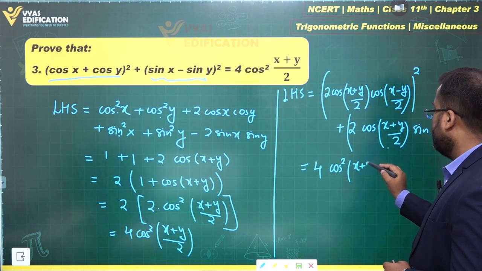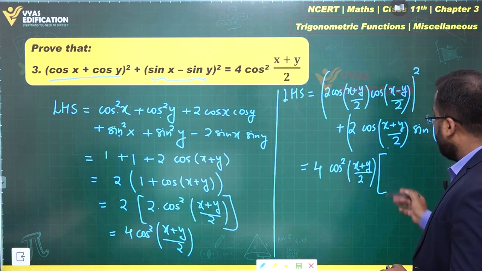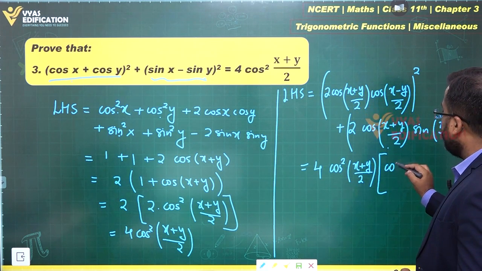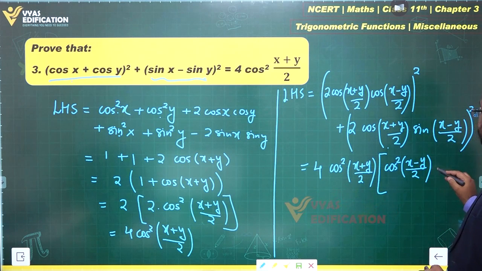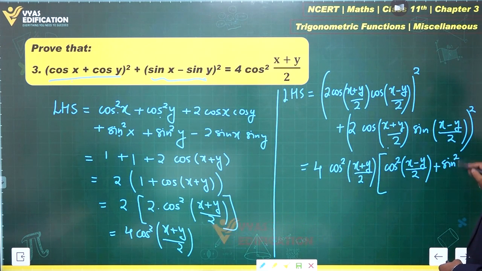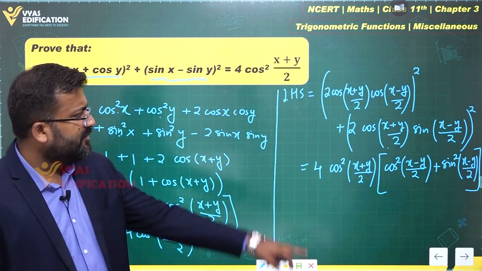Okay. So let's take them common. Yes, let's take them common out. What remains is cos square (x minus y) whole divided by 2. What remains here is sin square (x minus y) whole divided by 2. What's that thing in the bracket?